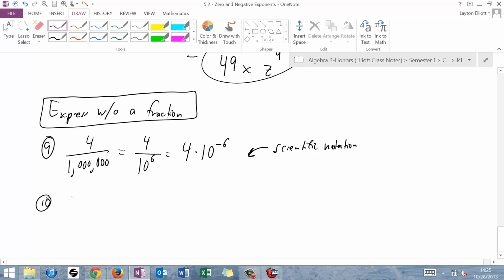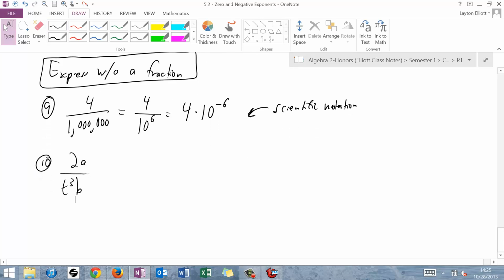Number 10. 2a over t cubed b. This is a little bit easier. The 2a is going to stay exactly where it is, but the t cubed and b, I'm going to put those in alphabetical order, and we'll start with the b. It's b to the negative 1, t to the negative 3.